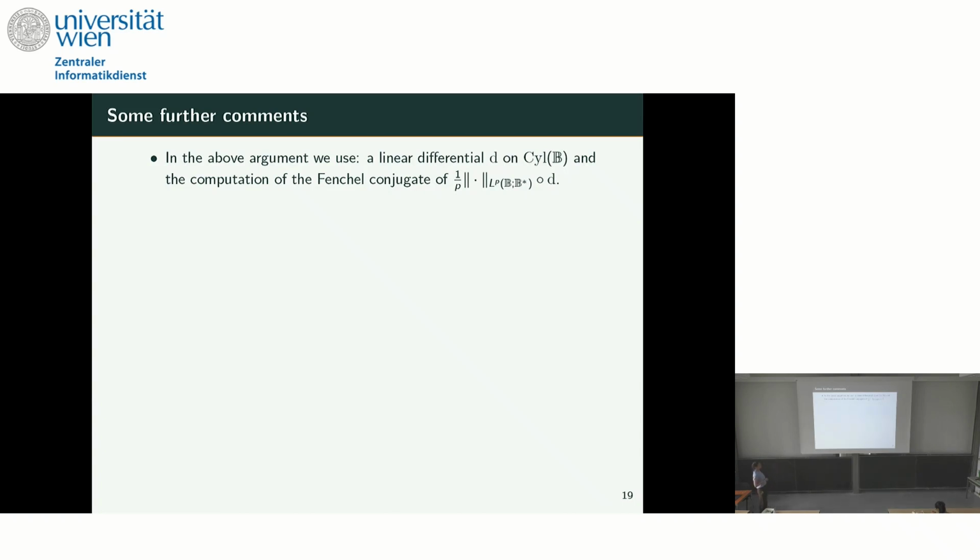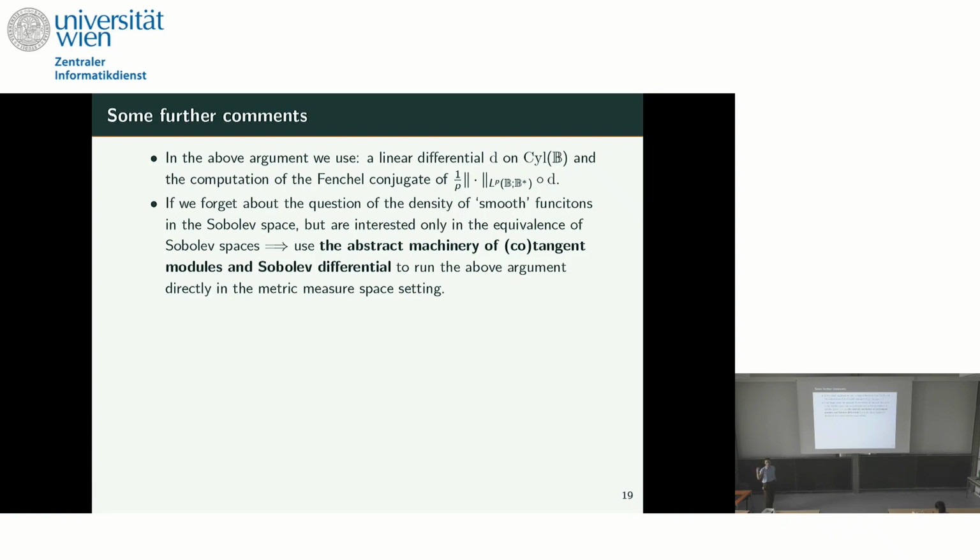just with a couple of comments about what is going on here. The main thing in the argument that we have just discussed is that there is a linear differential on the cylindrical functions, and then we computed the potential conjugate of the functional here. But if you forget that you are interested in the density of Lipschitz functions or smooth functions or whatever, and you are just interested in showing that the Sobolev spaces defined in different ways are the same, then you can run the same argument using the abstract machinery of cotangent and tangent modules and the Sobolev differential, which were introduced by Nicola Gigli. So you can do the same argument with this linear operator here, and show this directly.